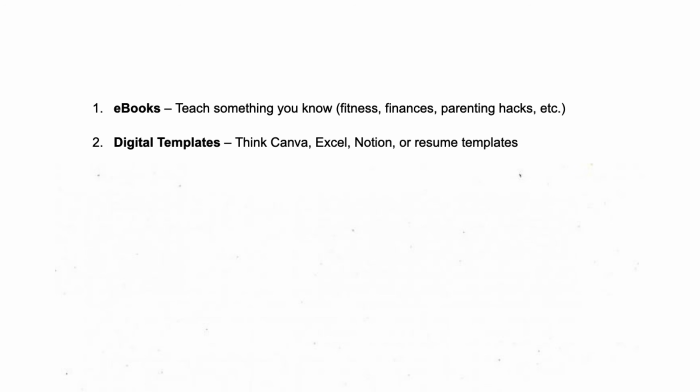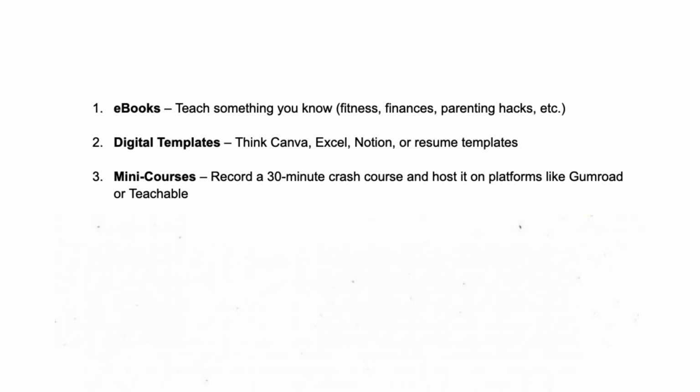It can be Excel sheets that help people to do stuff like maybe balancing accounts. It can be Notion or resume templates that will help people know how to write their CVs. The third example is that you can create mini courses, and you can do that by recording maybe a 30-minute crash course that teaches people how to do something simple. And then you just need to host it on your website or find a platform where you can host that, but it's going to be locked up, meaning that people need to pay in order to access the information.